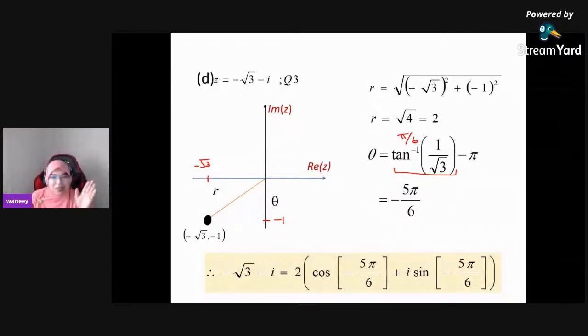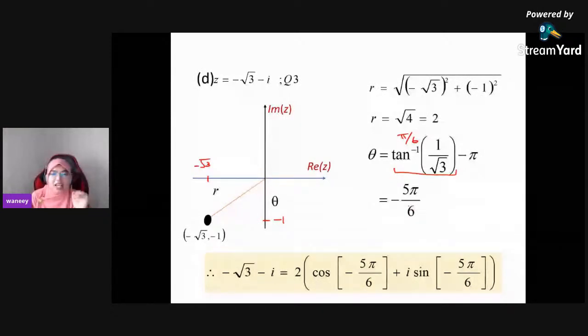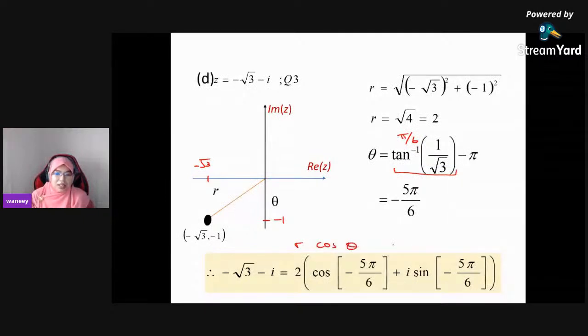Of course, if you don't want to remember the special angle, you can simply use your calculator. That is fine, as long as the question didn't say leave your answer in terms of pi. If the question asks for terms of pi, we have to follow the question and answer with pi. Okay, so this is negative 5 pi over 6. So substitute into R cos theta plus i sin theta. Substitute the value of R, substitute the value of theta, and then you're going to have the last polar form.